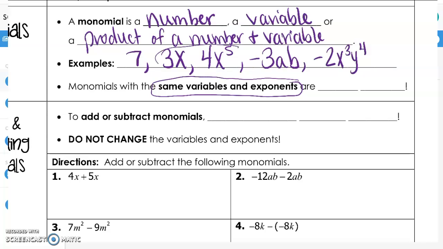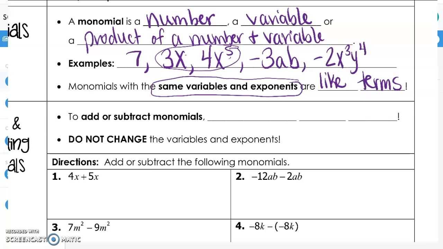These two almost look like they could be like terms, 3x and 4x to the 5th. They are not like terms because this one has an x to the 5th and this one just has an x to the 1. So not only do the variables have to be the same, but the exponents of those variables also have to be the same. If they are, we call those like terms. So earlier in Unit 2, all we had to worry about were which variables matched, or the plain terms, the constants. Now you have to be paying attention to the exponents as well.